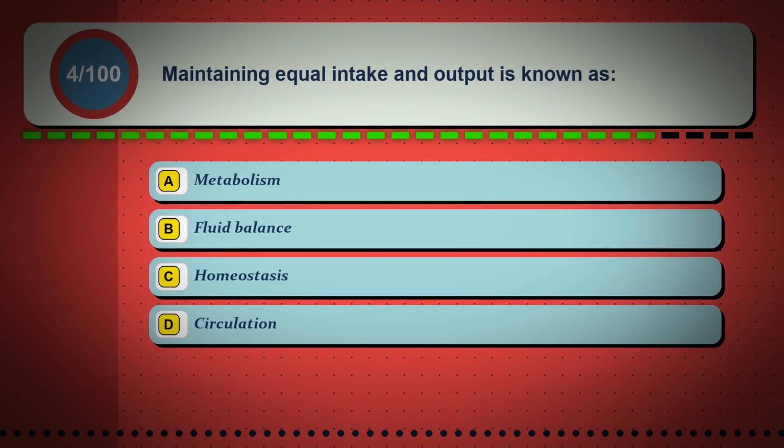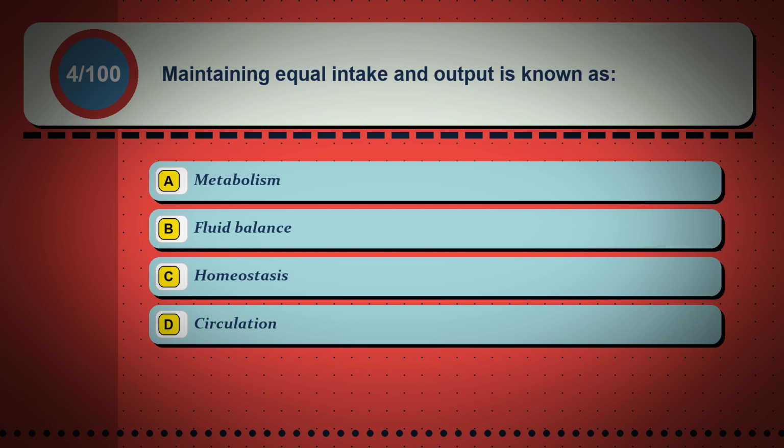Question 4. Maintaining equal intake and output is known as: Option A. Metabolism. Option B. Fluid balance. Option C. Homeostasis. Option D. Circulation.